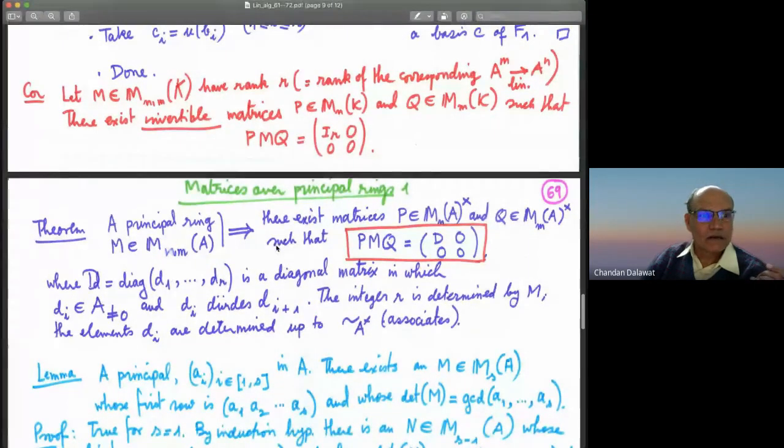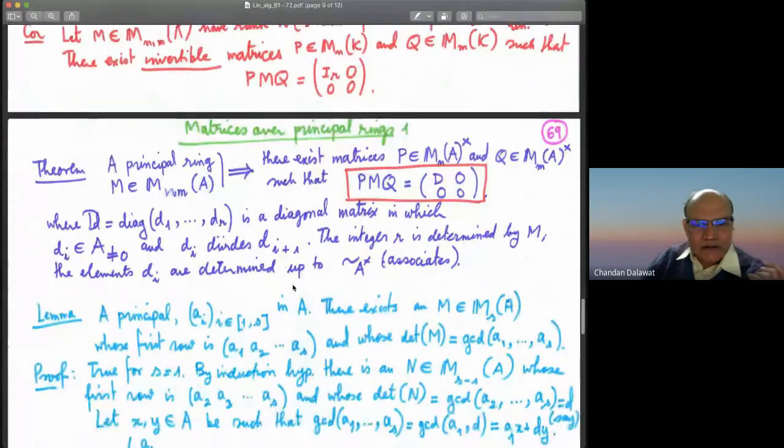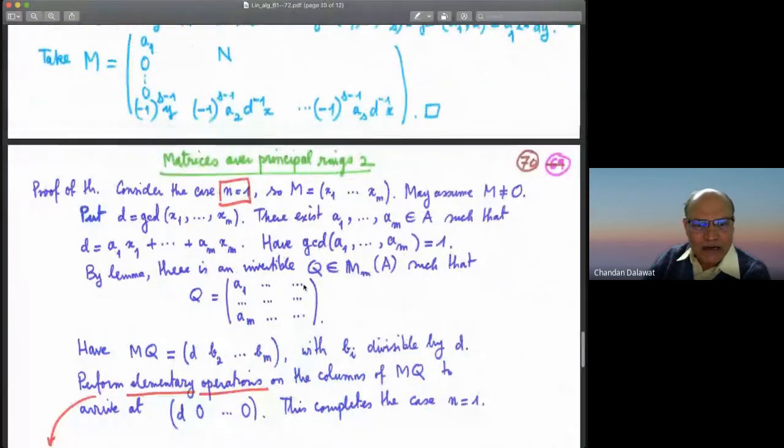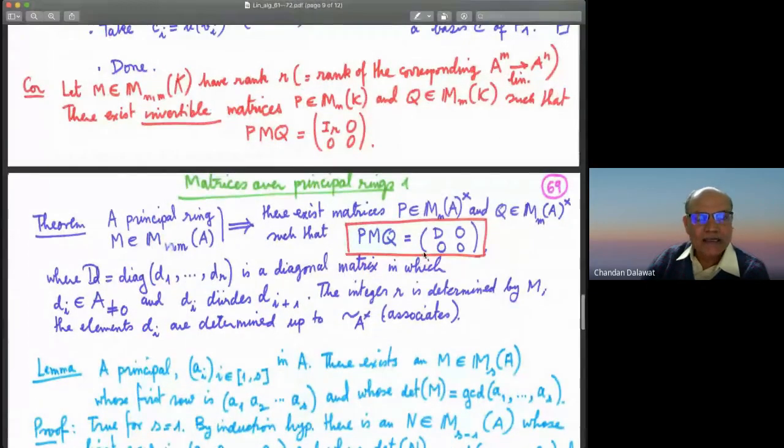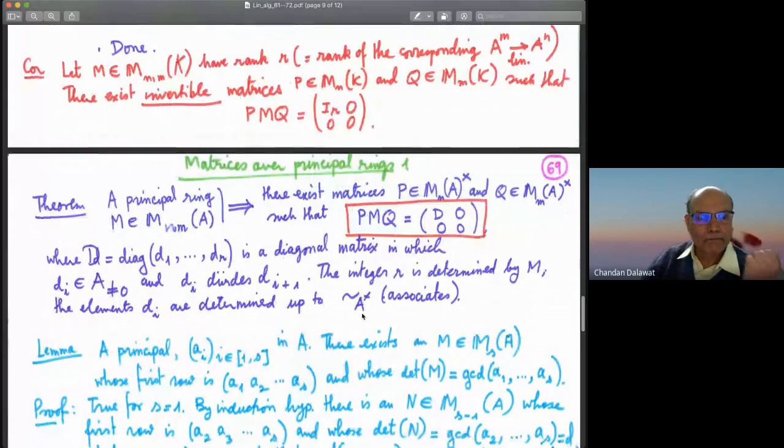It's not the case for what? N equal to 1, yeah. Or is it N equal to 1? It's the case N equal to 1. There's one row, yeah.